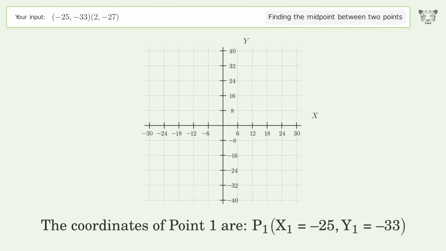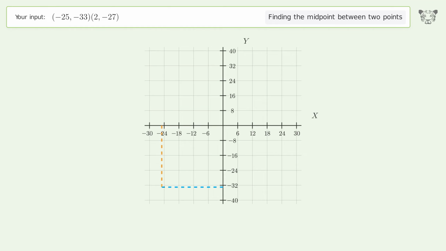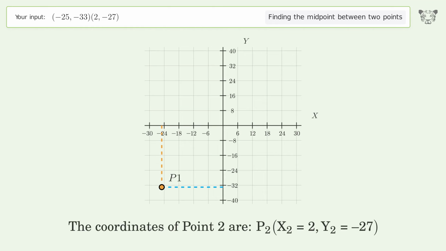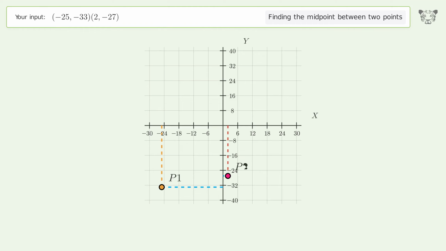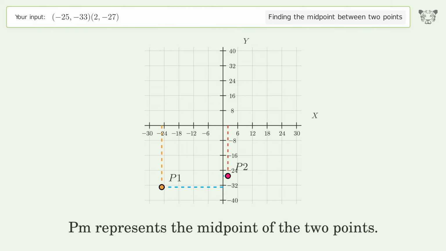The coordinates of point 1 are, x1 equals -25, y1 equals -33. The coordinates of point 2 are, x2 equals 2, y2 equals -27. PM represents the midpoint of the 2 points.